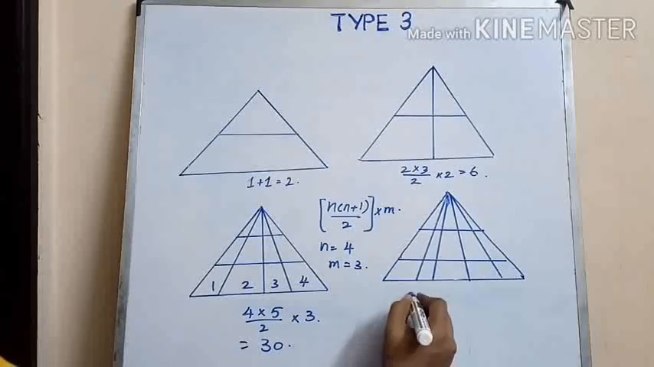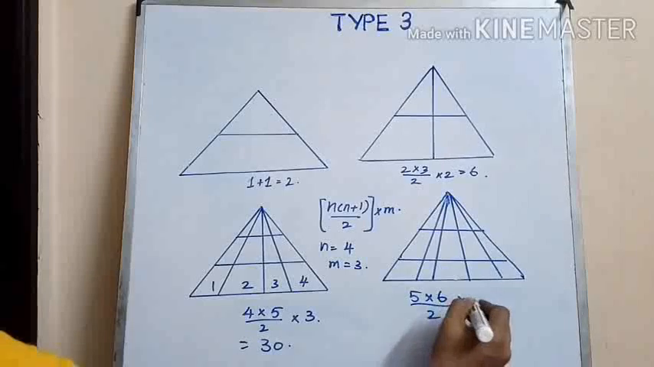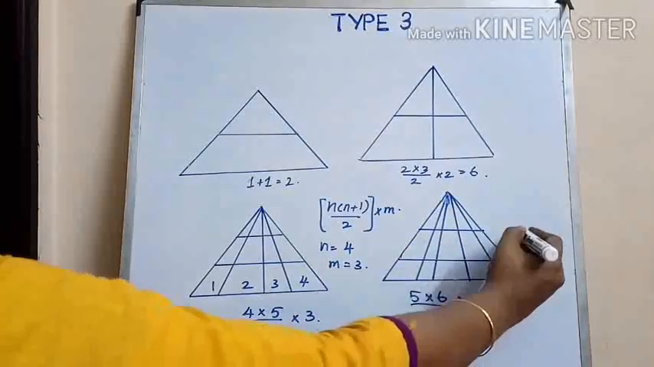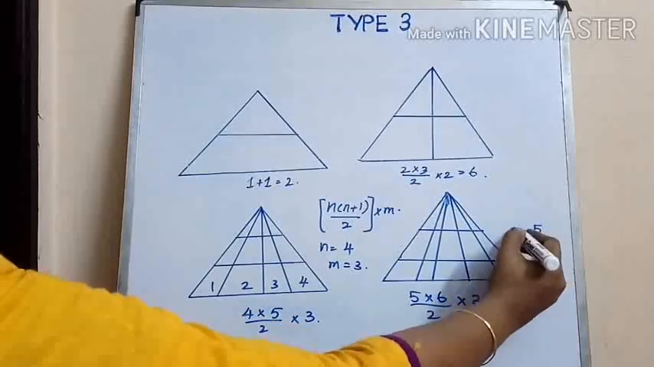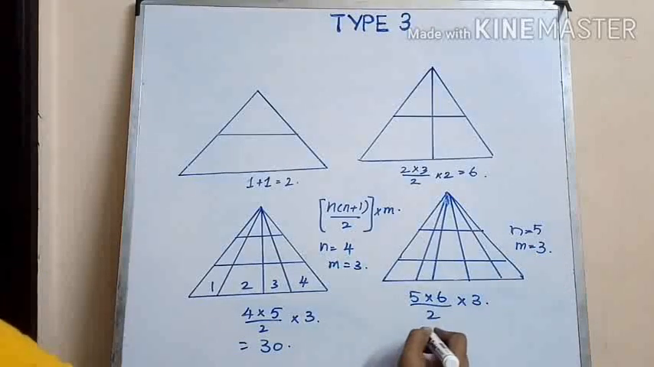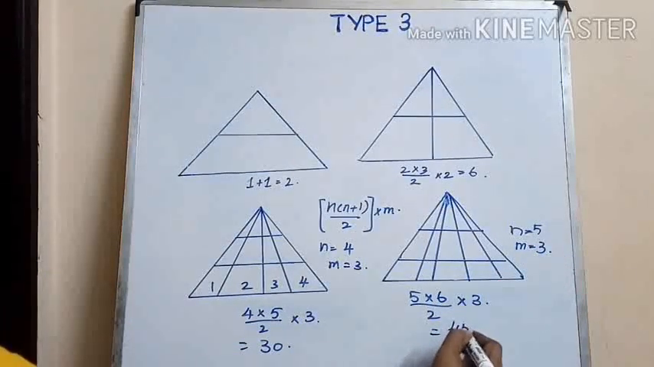Here we have 5 vertical parts and 3 horizontal parts. So 5 into 6 divided by 2 into 3 will give you 45 triangles. So the number of possible triangles here is 45.